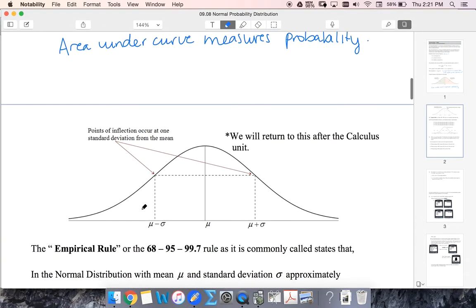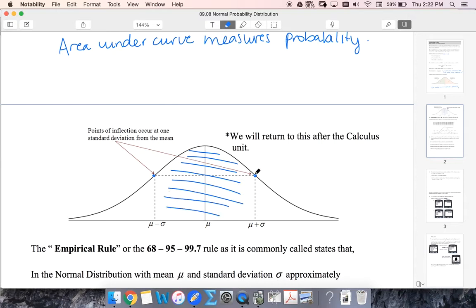Another key feature is the areas that are within one standard deviation of the mean. That falls at these points of inflection. Points of inflection are where a curve changes shape. So here we've got concave down, and starting at this point, it's concave up. We learn how to find those exactly in calculus. Right now, just know where that is. And the empirical rule, the 68, 95, 99.7, says that within one standard deviation of the mean, on either side, this area, and area, of course, is the probability.